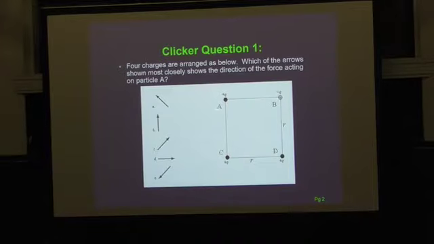And so you've got 4 charges, 1, 2, 3, 4. This is supposed to be a square, A, B, C, D, 3 positive, 1 negative. I want to know which arrow here is closest to the direction of the force on charge A. So talk with your neighbors and we'll see what we come up with.